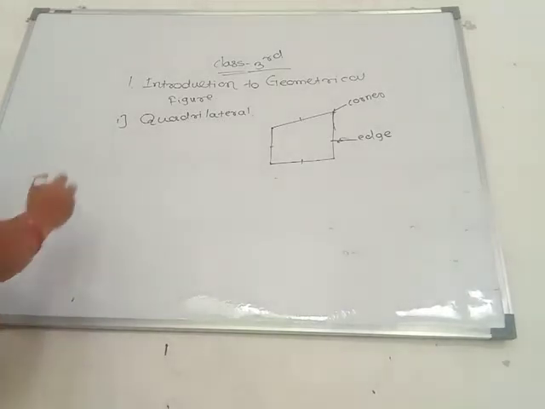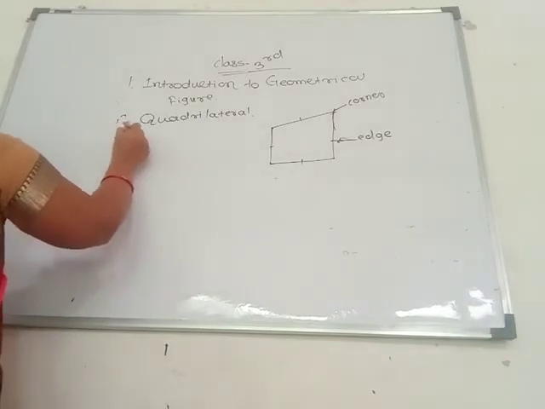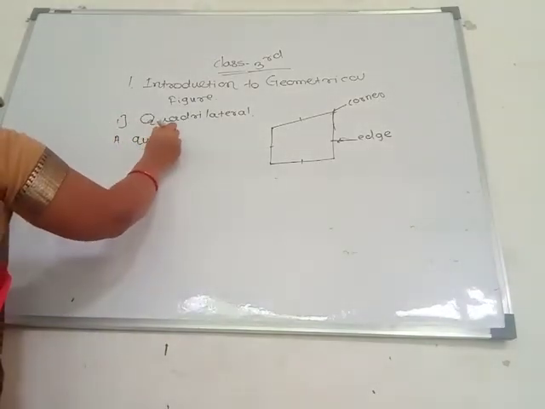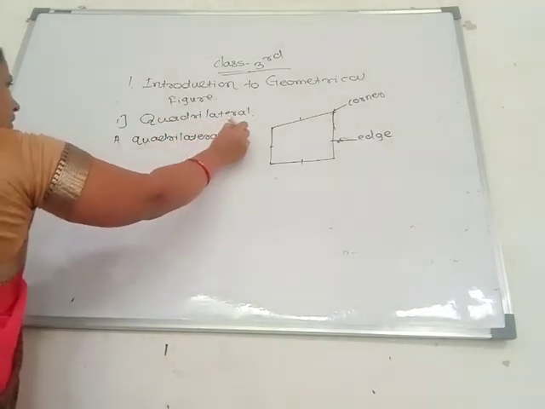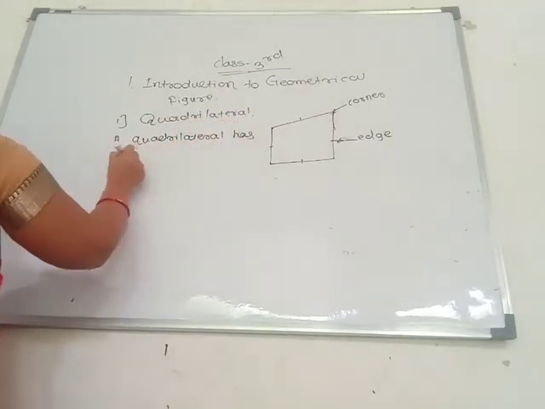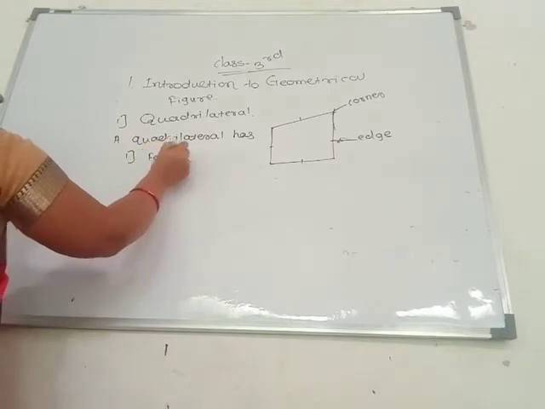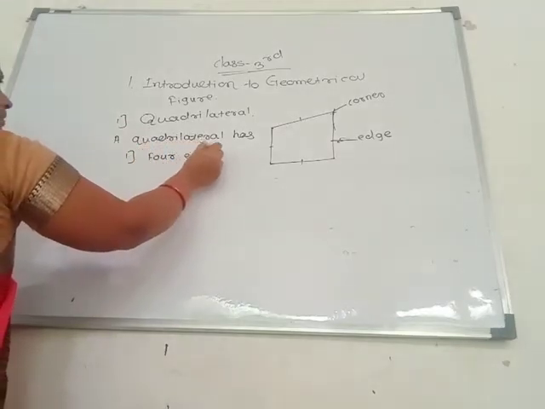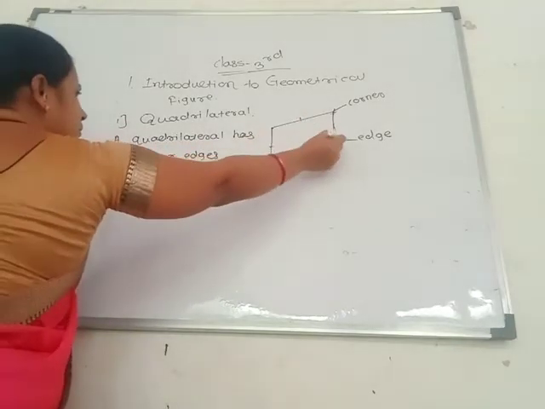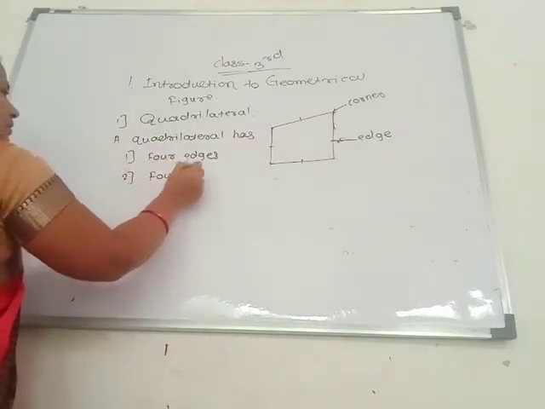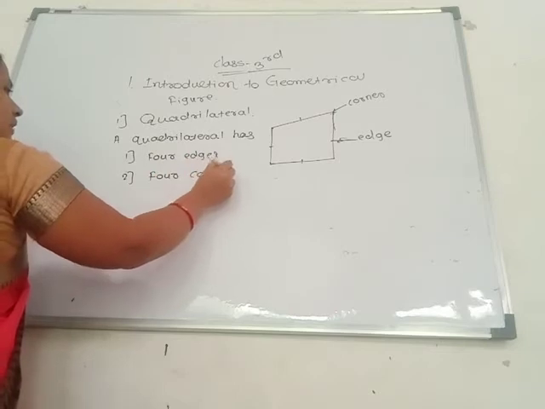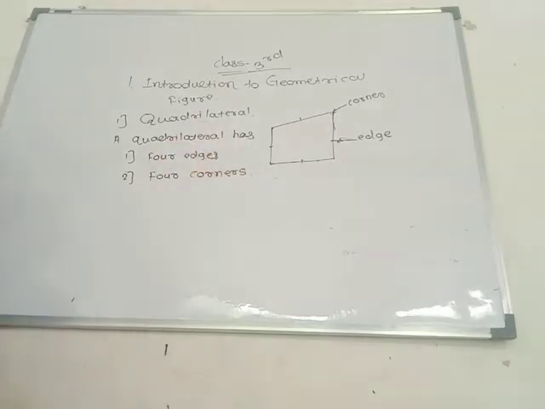Then you write here: a quadrilateral has 4 edges. These 4 edges, 1, 2, 3, 4, and 4 corners. Then the second figure, rectangle.